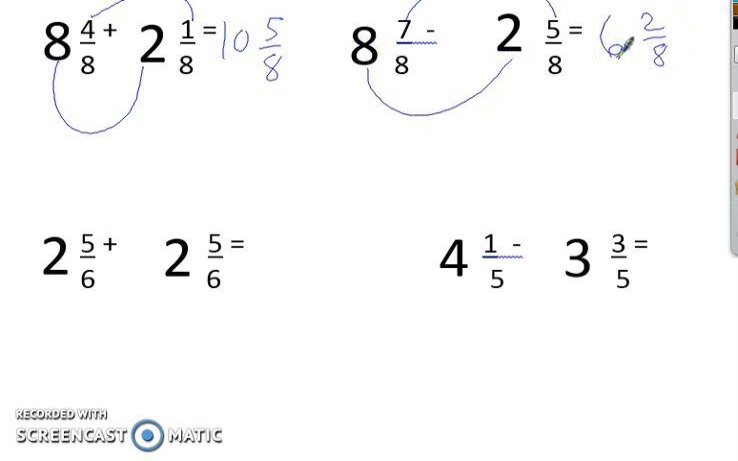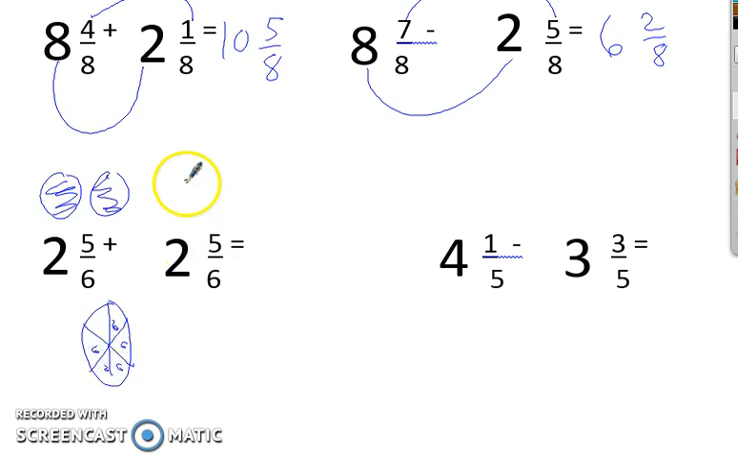All right, let's get to the tricky ones. 5/6 plus 5/6 is 10/6. So I would need to regroup. So here's how I show the kids what to do. I'm going to draw 2 and 5/6. So here's 2 whole ones. And here is 5/6 of 1.